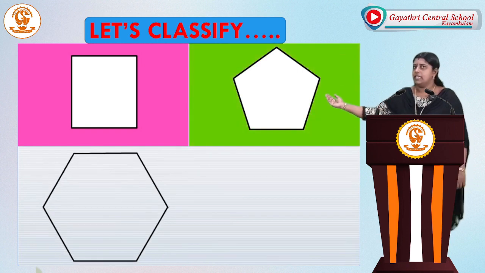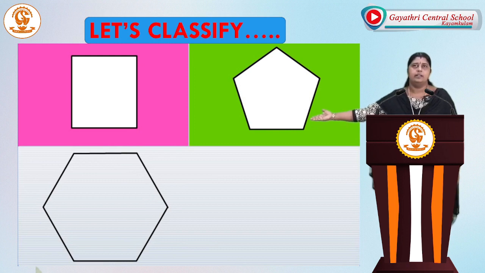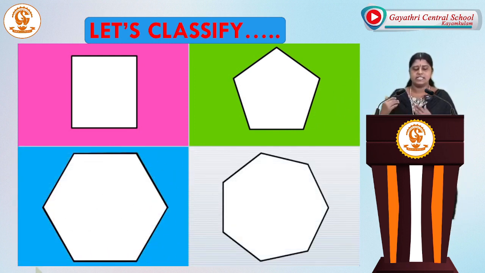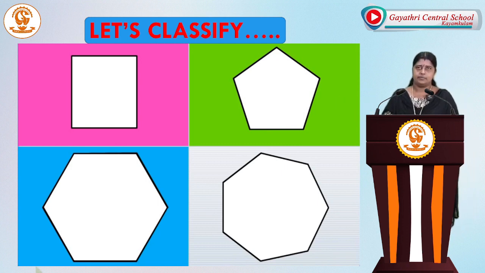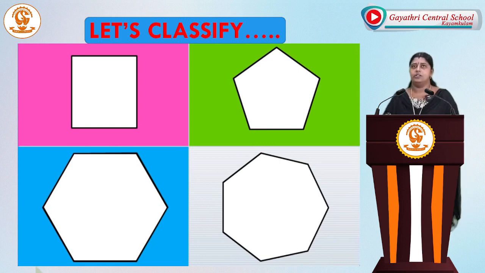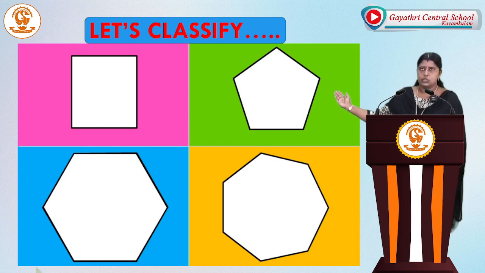In the same manner, we can add one more side here. We can see it is a six-sided polygon. Yes, it is a hexagon. Very good. So these are the classification of polygons. Can you see it?